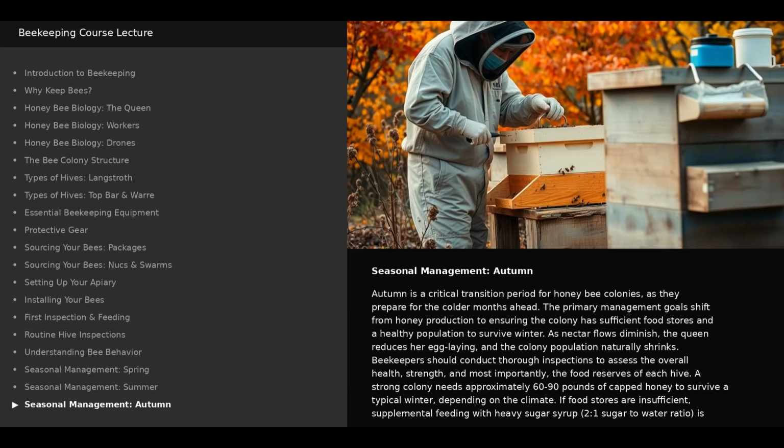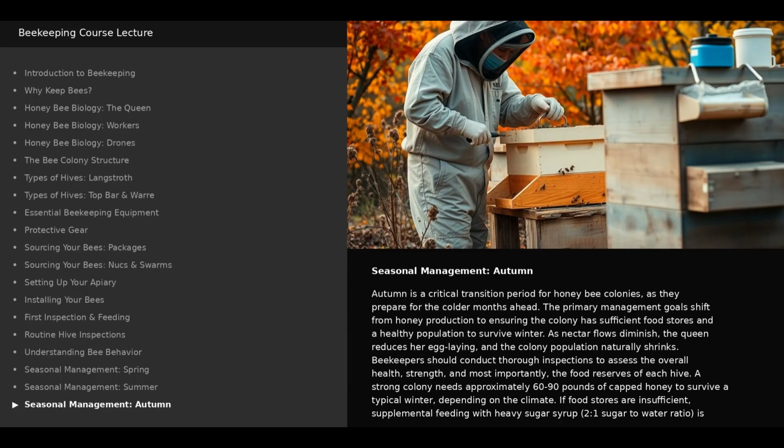Beekeepers should conduct thorough inspections to assess the overall health, strength, and most importantly, the food reserves of each hive. A strong colony needs approximately 60 to 90 pounds of capped honey to survive a typical winter, depending on the climate. If food stores are insufficient, supplemental feeding with heavy sugar syrup, 2:1 sugar-to-water ratio, is essential. This thicker syrup is easier for bees to store and less likely to ferment.